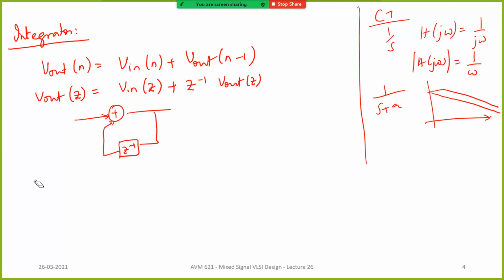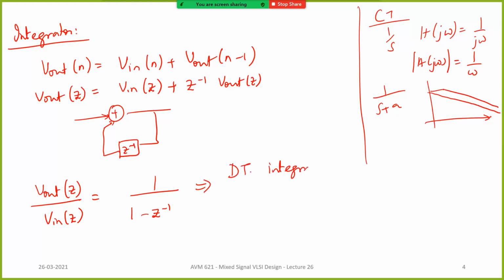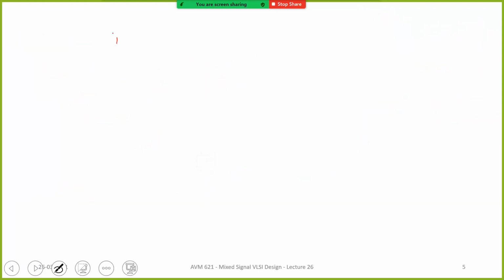So what is the transfer function? V out of Z divided by V in of Z. How can we write? So you'll have 1 divided by 1 minus Z inverse, right? Because this goes here, it becomes 1 minus Z inverse. So V out of Z by V in of Z is nothing but 1 by 1 minus Z inverse. So this is the transfer function for a discrete time integrator. Agreed? Right?